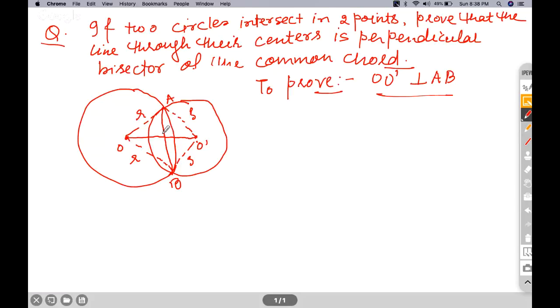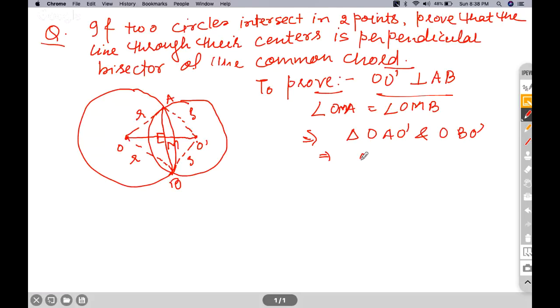And if this is what I have to prove, the best way is to prove that, suppose this point is M, angle OMA is equal to angle OMB. If I'm able to prove it, I know that the addition of OMA and OMB is 180 degrees and both are equal, so hence that would be 90 degrees. So what I do is I take triangle OAO dash and triangle OBO dash, and I'll prove that they are congruent.